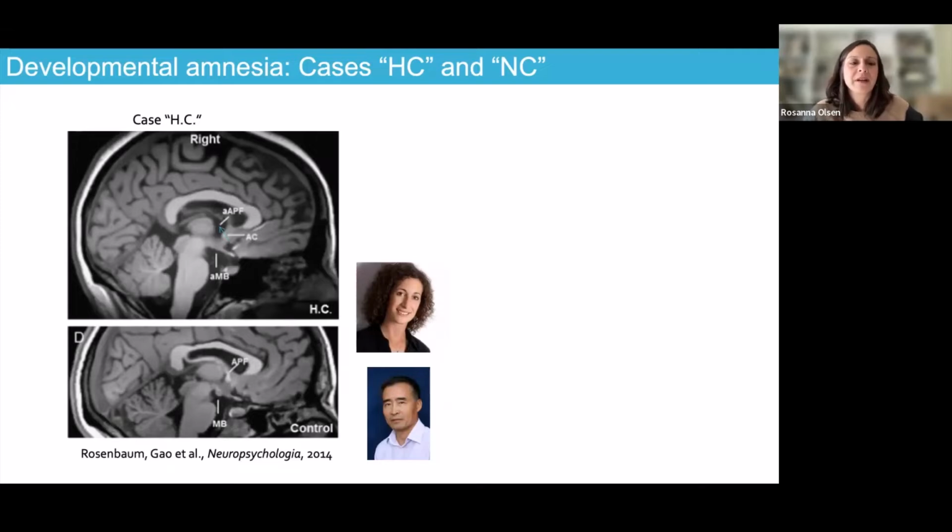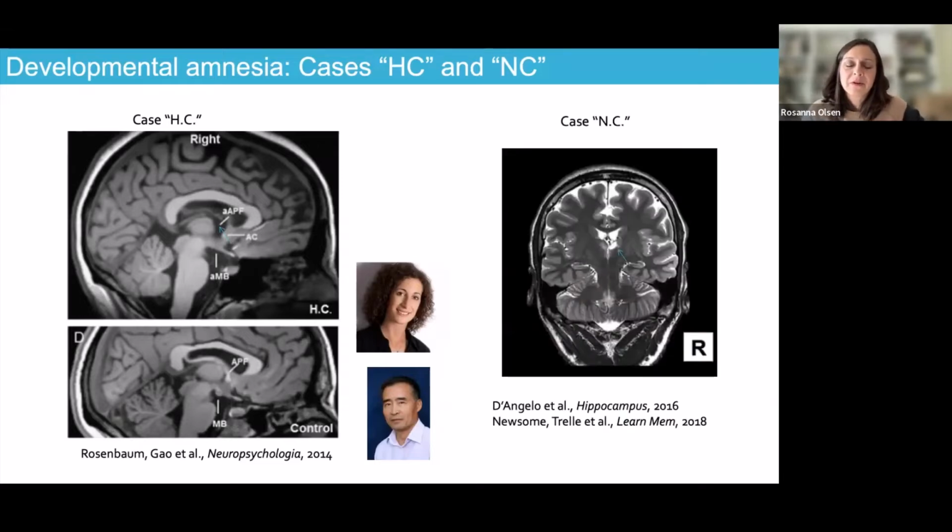However, I will note that others, including Vargha-Khadem in England, who have also done very careful studies of people like HC and other individuals with developmental amnesia, have also noted abnormalities to the anterior thalamus. I've also had the opportunity to work with another case of developmental amnesia, and he's described in the literature as case NC. Both case NC and HC are young adults, and they both acquired their amnesia in development, which is why they're called developmental amnesics.